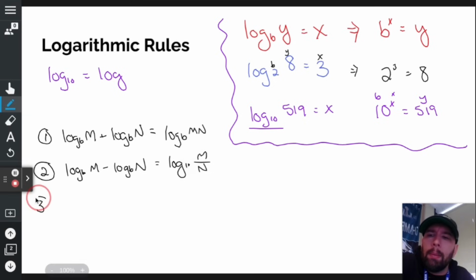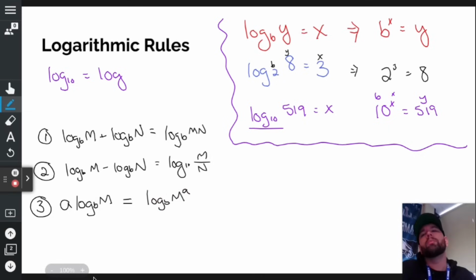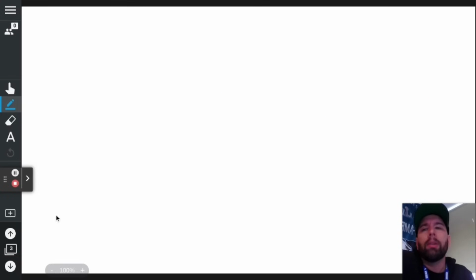Rule number three is if I were to throw a coefficient in front of a log. So log base b of m, and there's an a living in front. You can write that out as log base b of m to the a power. So these are our main log rules. When we solve these, we're going to have to do a lot of combining, maybe expanding, maybe doing some other stuff, but you'll see. That's kind of the point of these videos. Okay, don't want to bury the lead.